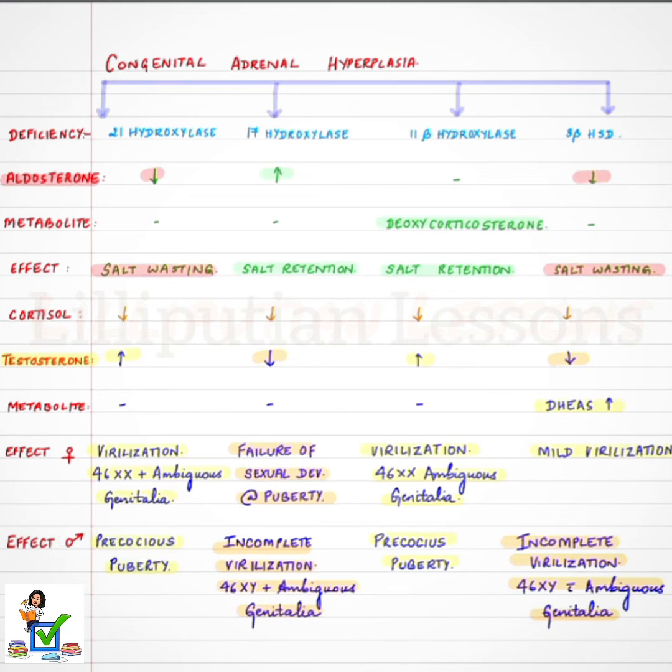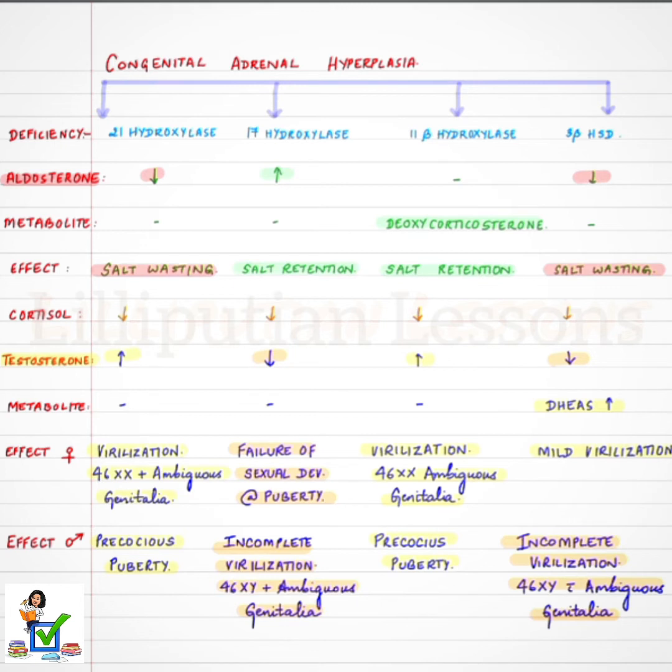Okay, a similar thing happens in the third one. Testosterone is increased. So in the female baby there is virilization, and in the male baby, after it grows up, it has precocious puberty. Now in the second and the fourth case, testosterone is reduced.